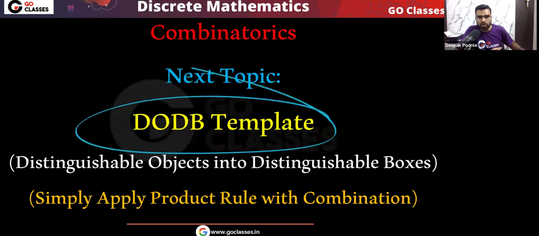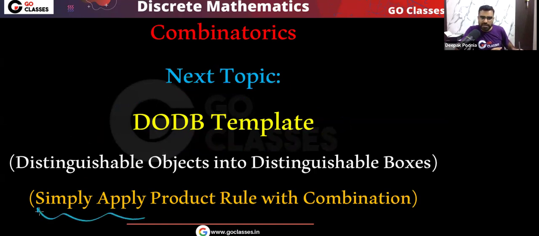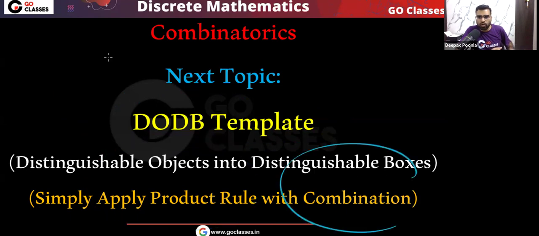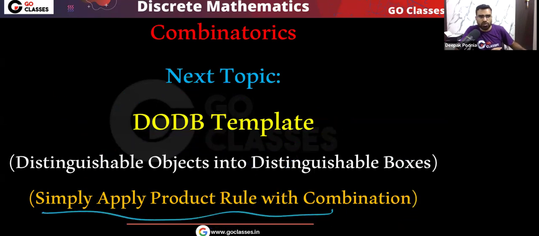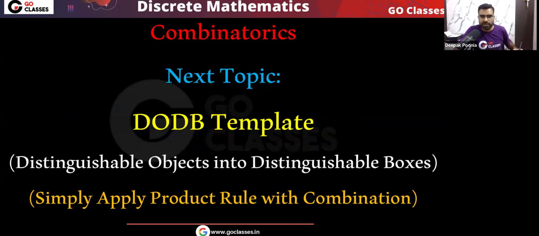So basically in the DODB template, to solve any question of DODB template, simply apply product rule with combination. We already know product rule, we already know combination. So just apply product rule with combination. Then you can easily solve all the questions of DODB template.